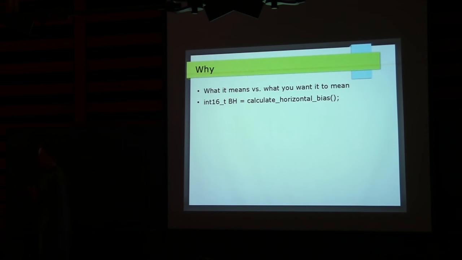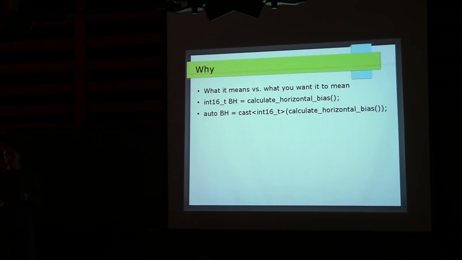For instance, consider this function here. We have a function calculate horizontal bias, returns an int16_t, and we store that value into the variable bh. Except if you're working on the Ariane 5, what this really means is calculate the horizontal bias, do an implicit cast to assign a 16-bit integer, and store that variable in bh, causing the rocket to crash 37 seconds after launch because it was actually returning a 64-bit floating point value.